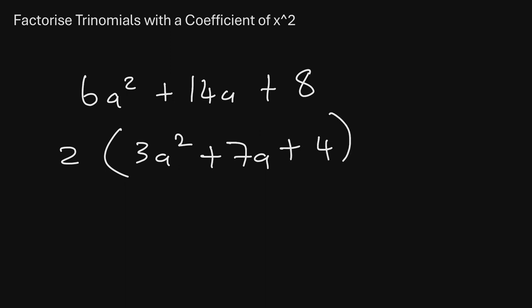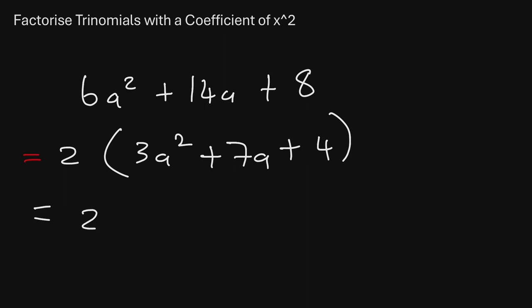So that is the first step that we do. We take out a common factor. So after taking out a common factor, we can then factorize our trinomial. So this 2 here is going to be out here.